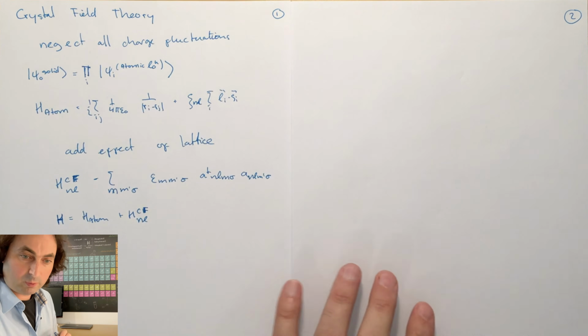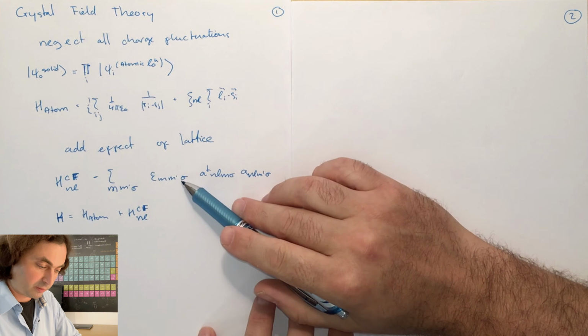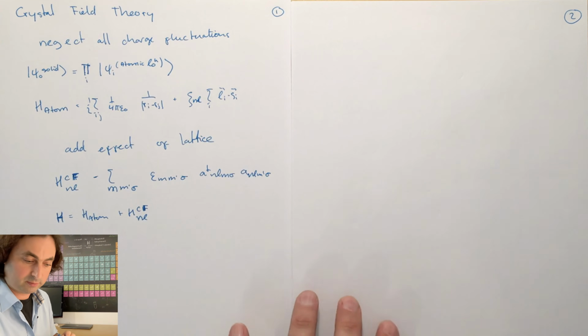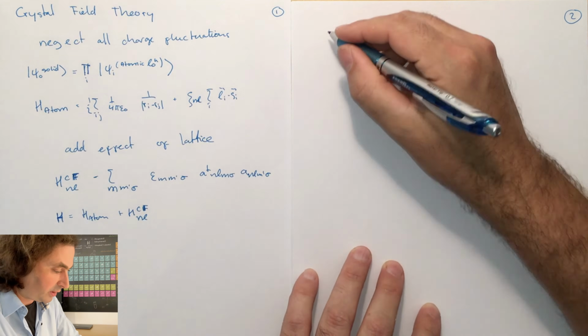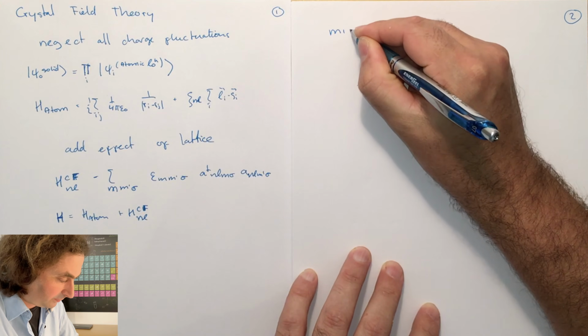So we want to look at two things, the microscopic model as well as the eigenstates. And let's first have a look at the microscopic reason.